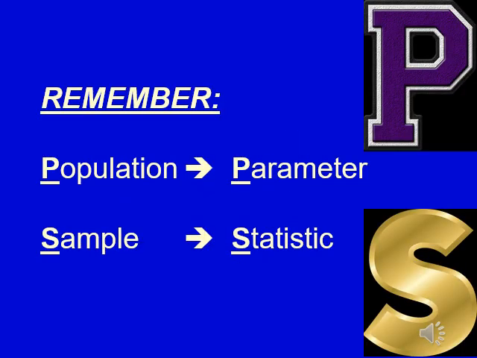One quick way you can think about those is look at the letters they begin with. Population and parameter both begin with P. Sample and statistic both begin with S. So yeah, parameter is information about a whole population. Statistic is information about a sample.